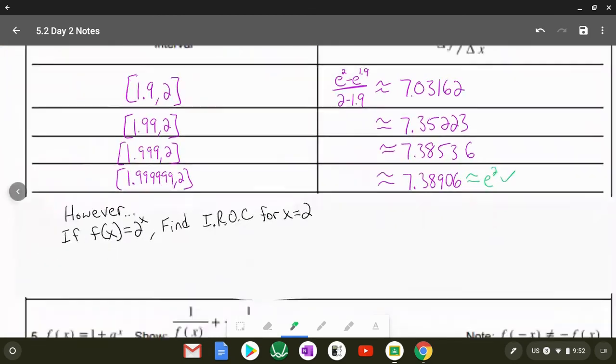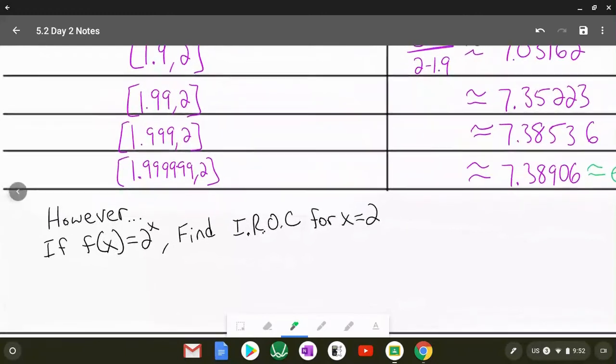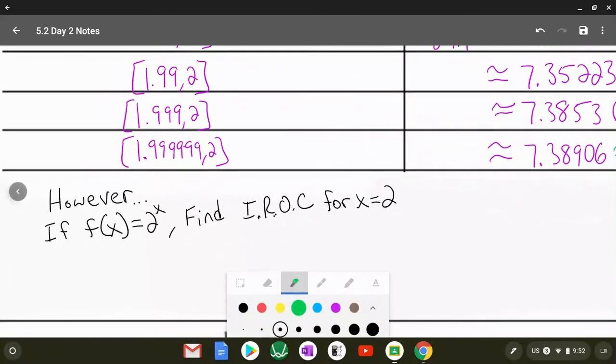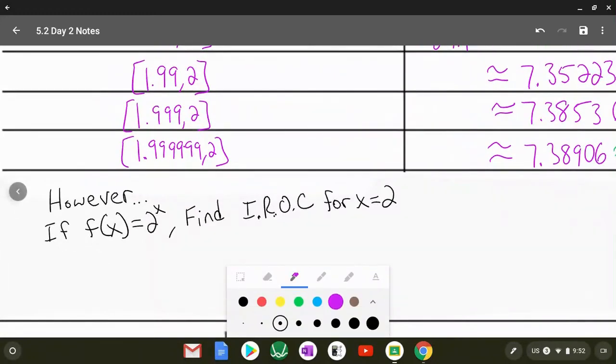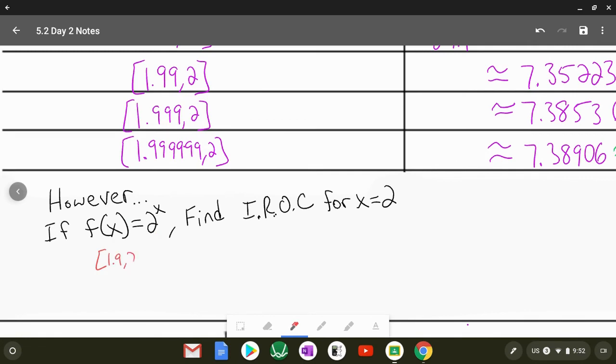So one thing I do want to talk about, though, is, however, if we look at this example here, if f of x was just 2 to the x, this isn't that special exponential function we were talking about. It has a base of 2. If we did this one, and we did the same thing, we have to find the instantaneous rate of change by doing 1.9 to 2. So we're looking over the same interval.